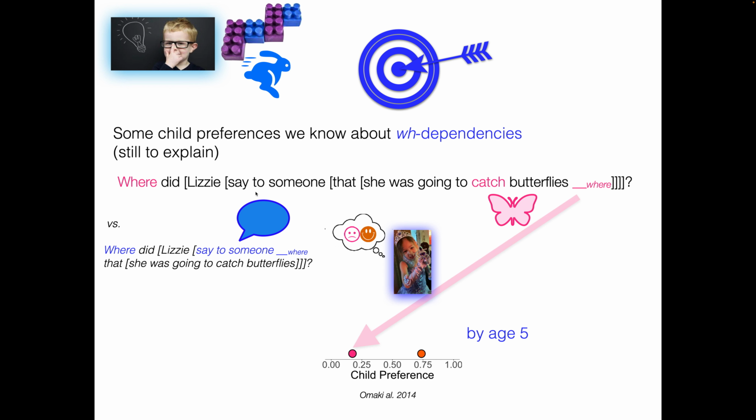But swap out some of the material here and you get a swap in your preference. Where did Lizzie say to someone that she was going to catch butterflies? Kids don't actually quite disprefer the catching butterflies interpretation compared to where did Lizzie say to someone, where is she saying to someone that she was going to catch butterflies? And the same is true if you shrink it to tell. It's not just longer lexical items versus shorter, like, in this case, say versus tell. Where did Lizzie tell someone that she was going to catch butterflies? Kids just prefer the catching butterflies interpretation compared to the telling interpretation. In fact, get rid of the someone, really just tell someone where that she was going to catch butterflies.